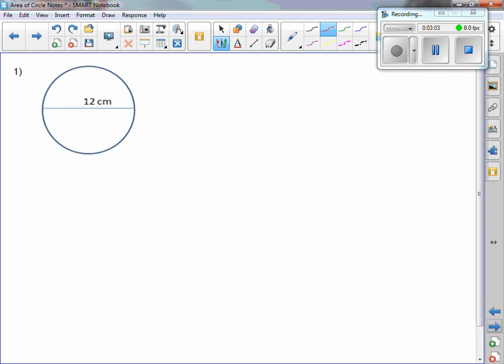All right, let's try one ourselves. Always start out by writing the formula. Area equals pi times the radius squared. They gave me the diameter, so I don't want to use the diameter. I have to have radius for this formula. So if I cut the diameter in half, I know my radius is actually 6.